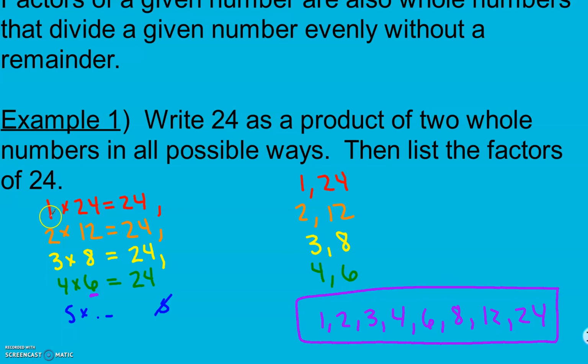So again, we started with 1. 24 divided by 1 is 24, so 1 times 24. 24 divided by 2 is 12, so 2 times 12 is 24. 24 divided by 3 is 8, 3 times 8. 24 divided by 4 is 6, 4 times 6. 5 gave us a decimal, and we already had 6. So this is, again, all of our possibilities.